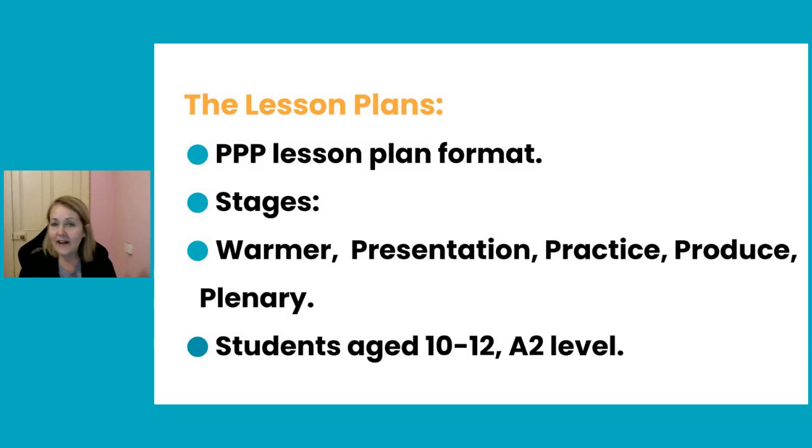So those are the five stages in your lesson plan, and you need to show what you will do in each stage. Your case study has already told you your students are aged 10 to 12, so they are tweens before they're teens, and they are at an A2 level. So these are all bits of information you are given.